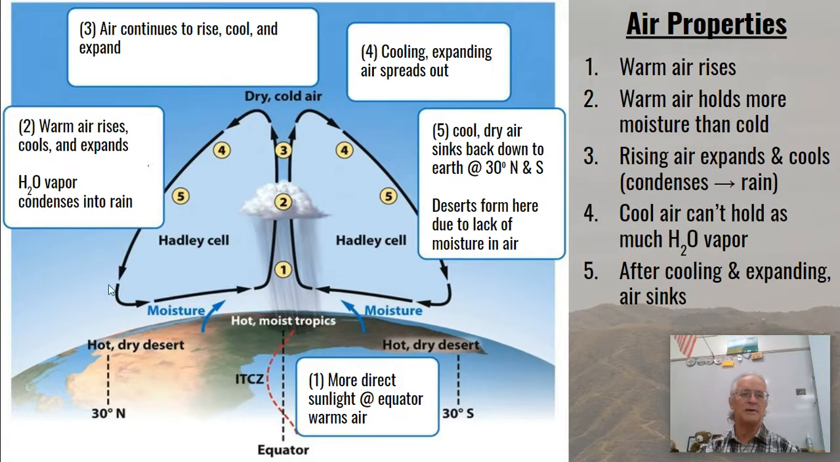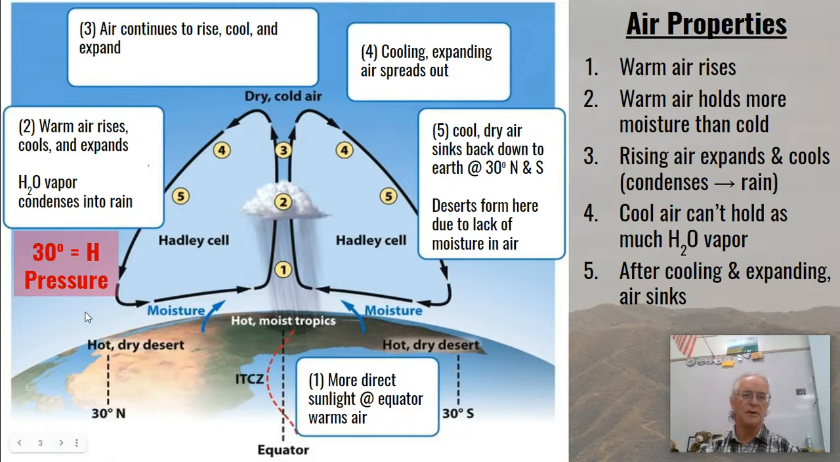And when it comes back down, it's going to start getting warmer and warmer and warmer. And as it does, there's no moisture left to rain out. So at 30 degrees north and 30 degrees south, there are deserts. For example, the Sahara or Southern California.